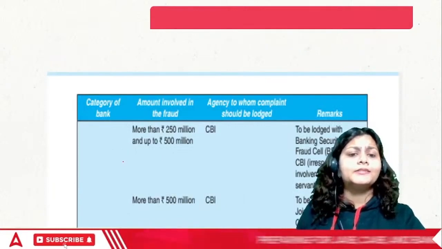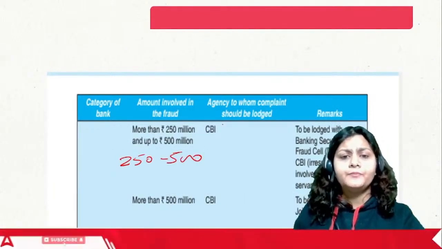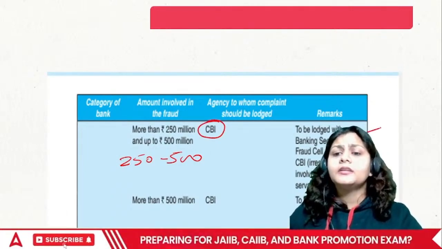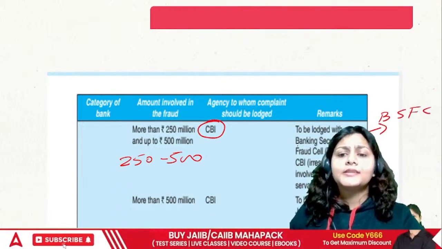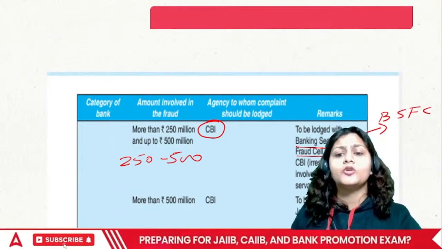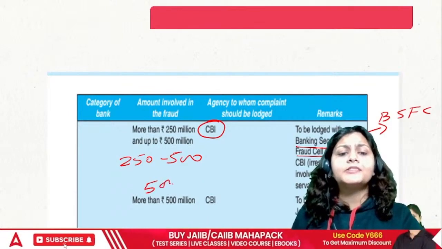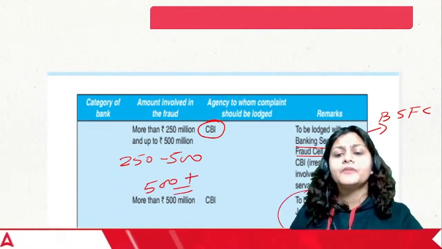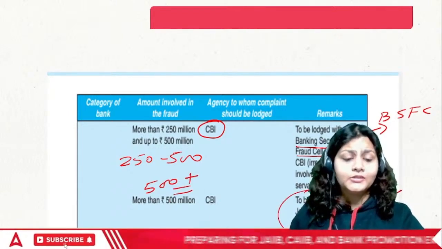Now we have the case of 250 to 500 million, right? Here we have to report this complaint with the CBI, and that too with the BSFC, Banking Security and Fraud Cell, right? And if the amount is 500 plus, then the complaint should be registered with the Joint Director, CBI, Headquarter, New Delhi. So this is the case.